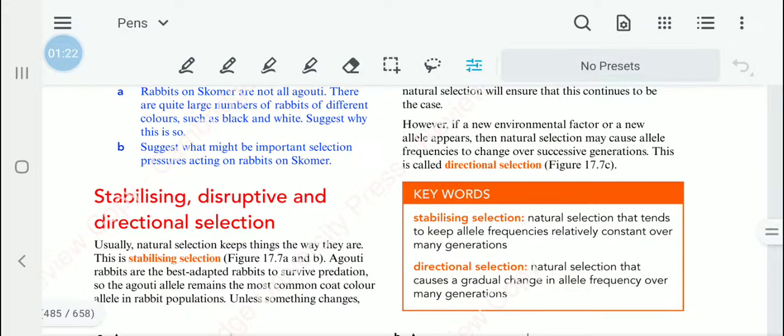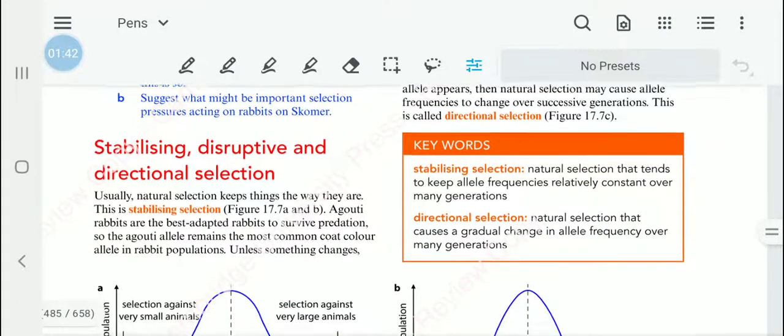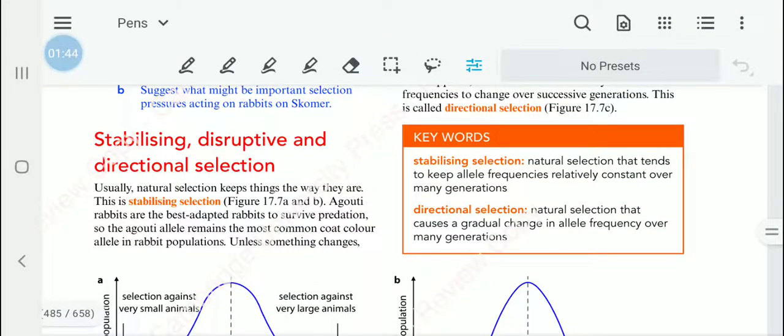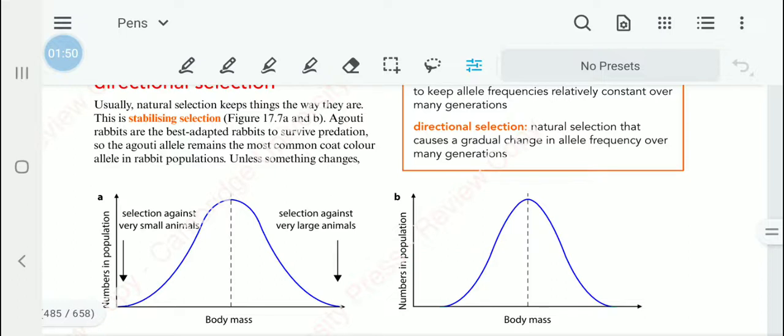Now if a new environmental factor or a new allele appears, then natural selection will cause the allele frequencies to change over successive generations. This is known as directional selection. Directional selection is the natural selection that causes a gradual change in allele frequency over many generations.